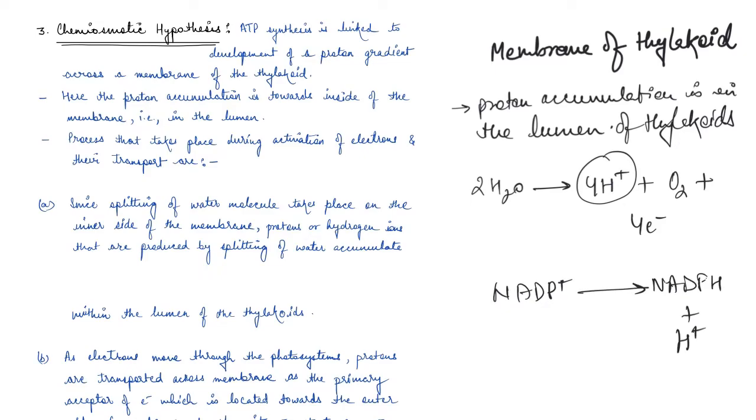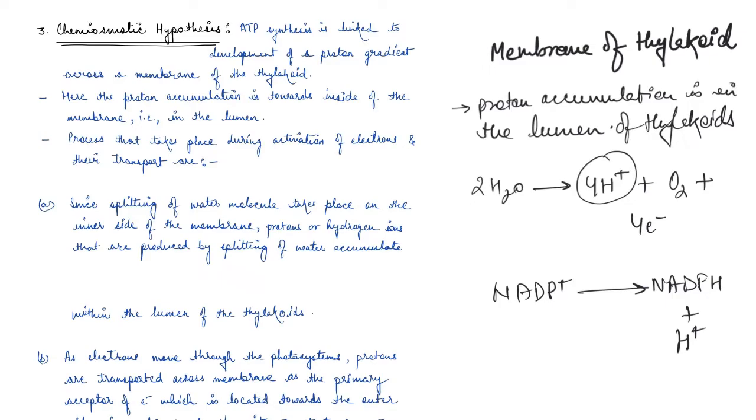So this happens in the presence of protons as well, right? So basically the protons are necessary here, and these protons are also removed from the stroma. So within the chloroplast, protons in the stroma decrease in number, while in the lumen of the thylakoid there is an accumulation of protons, right? So this creates a proton gradient across the thylakoid membrane, as well as a measurable decrease in pH in the lumen.